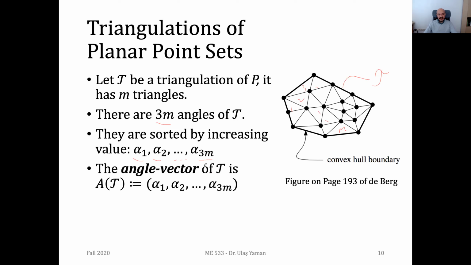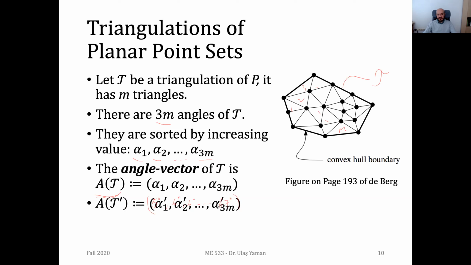Now we are going to define an angle vector. This is the angle vector of our triangulation. And as we have done in the previous step, we have an order in these angles starting from the smallest one to the largest one. So we may assume that this is 5 degrees, maybe 6, and then 6 coming, and up to maybe, let's say, 6 to 7. That might be an example angle vector of our triangulation tau.